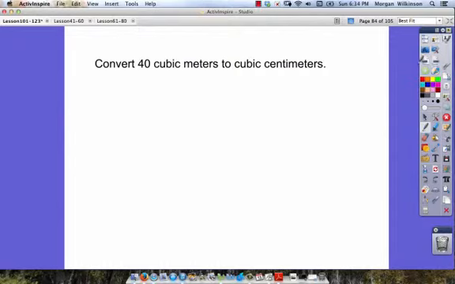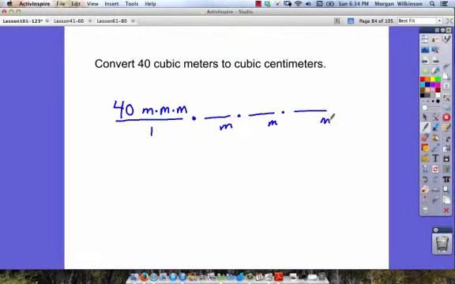Next, we want to convert 40 cubic meters to cubic centimeters. Now if we're going to take 40 cubic meters and turn it into cubic centimeters, let's say we've got 40 cubic meters, that must be 40 meters times meters times meters. That's all over 1. We're going to convert it to cubic centimeters, so we're going to have 3 unit multipliers. And we're going to go meters on the bottom each time, centimeters in the numerator. And the key thing we need to know is that there's 100 centimeters in 1 meter. We'll do that 3 times.